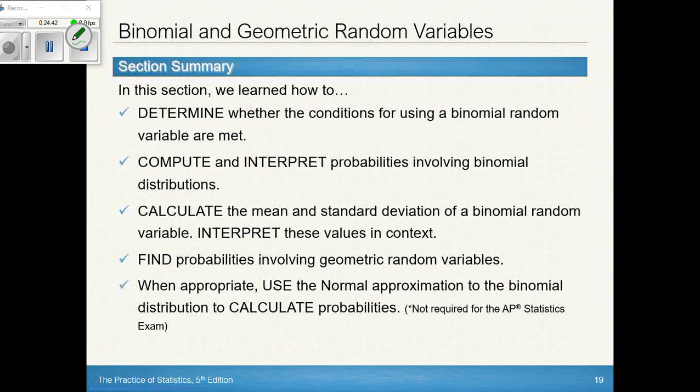That's a flyby overview of the binomial and geometric distributions. You should certainly, as always, work some problems out to see how it comes into practice.